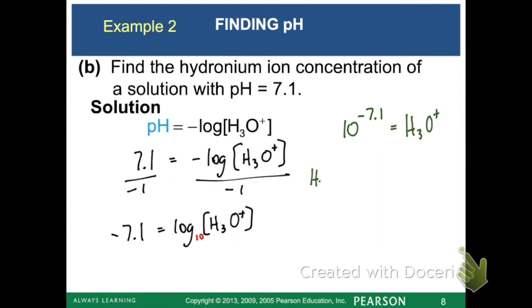Now, if I put 10 to the negative 7.1 in my calculator, I'm going to get a decimal. Got 7 zeros here. And then to write that in scientific notation, I'm just going to move the decimal to the right 8 times. So it's going to be 7.9 times 10 to the negative 8. Again, I get that 8 because I moved the decimal over 8 times.